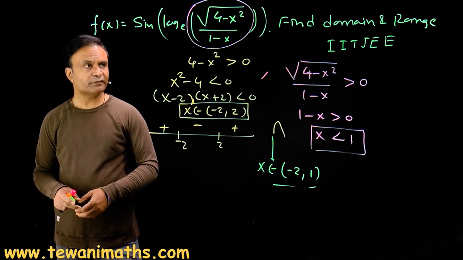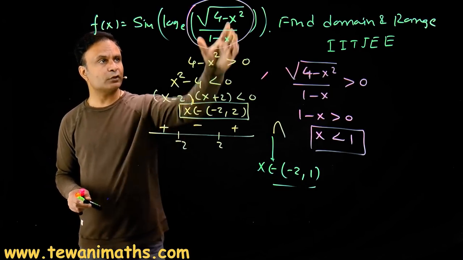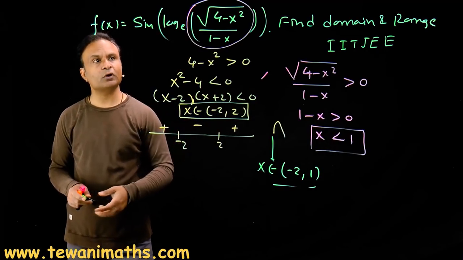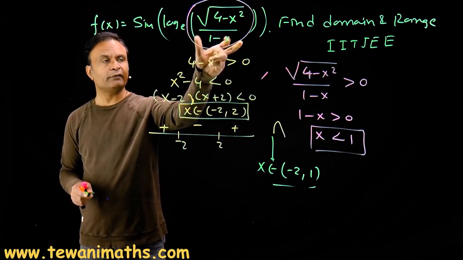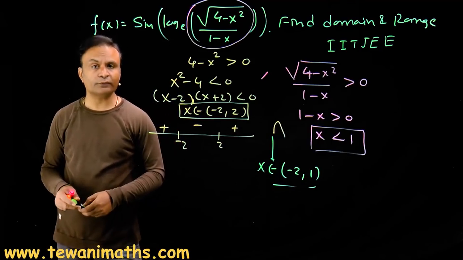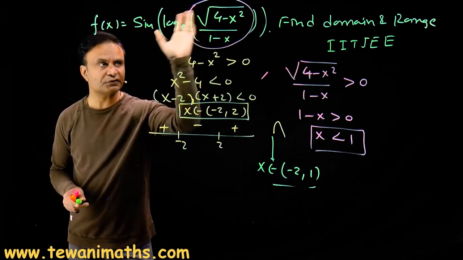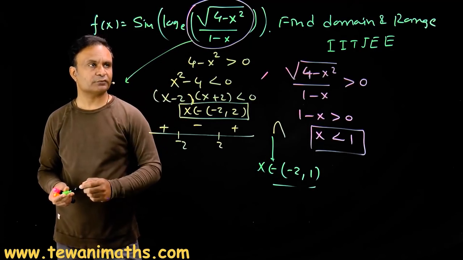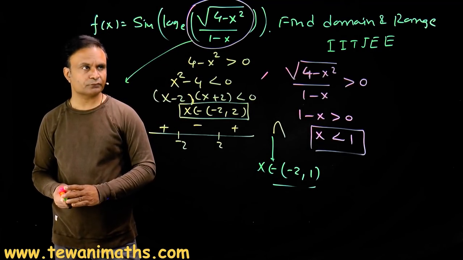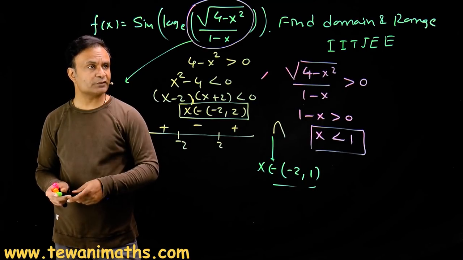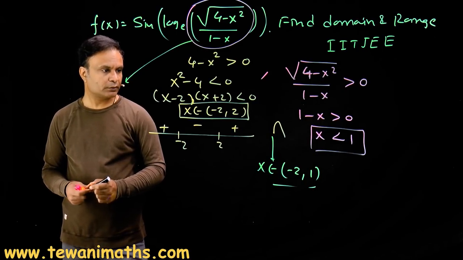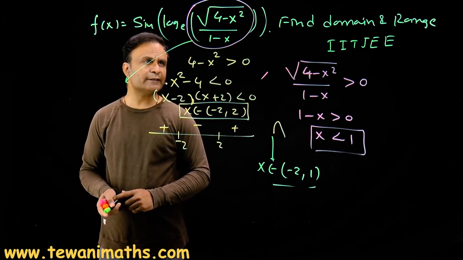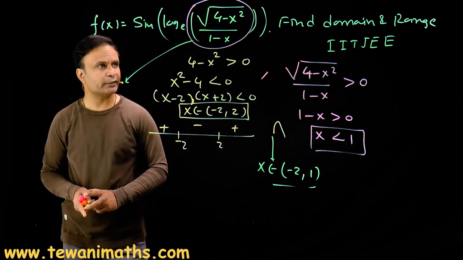For that, first we will check the values of this expression. Based on that, we will find the values of log, and from that we can get the values of sine of this angle. So first of all, let's consider this expression. What will be the values? What will be the behavior of this function?